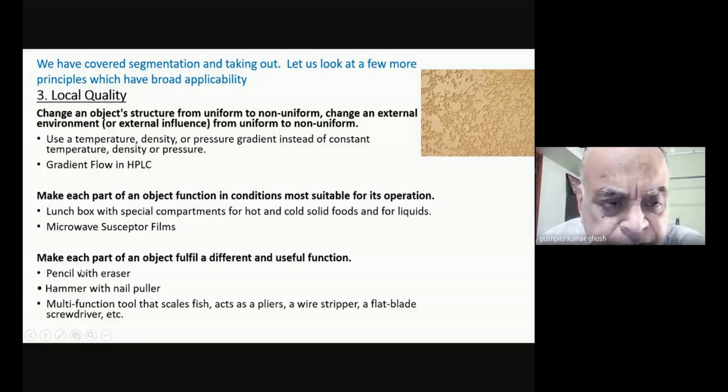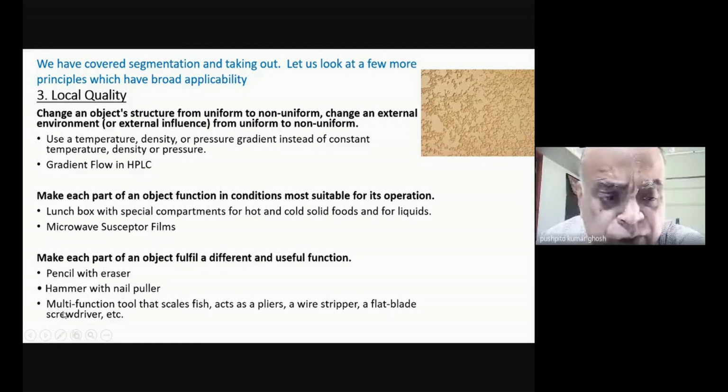Take other very interesting examples. Make each part of an object fulfill a different and useful function. So pencil and eraser. Earlier, we used to have the eraser, we used to have the pencil. But the moment they put an eraser on top of the pencil, it became easy. You didn't have to carry both. Or you're hammering something, but you also need to pull out the nails. So you have a nail puller and the hammer both together.